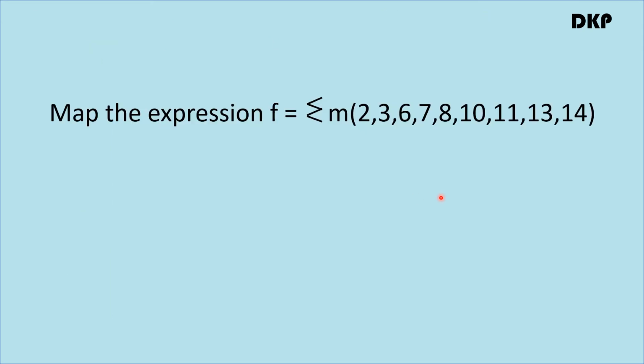Now let us do an example. The question is, map the expression f is equal to summation m 2, 3, 6, 7, 8, 10, 11, 13, 14. Here the notation given is summation with a small letter m. This represents an SOP expression. You have to map this expression in the K-map.